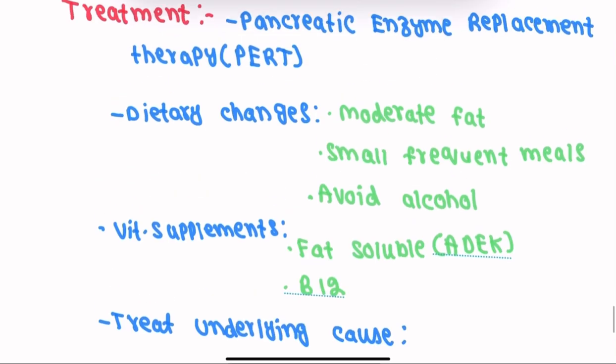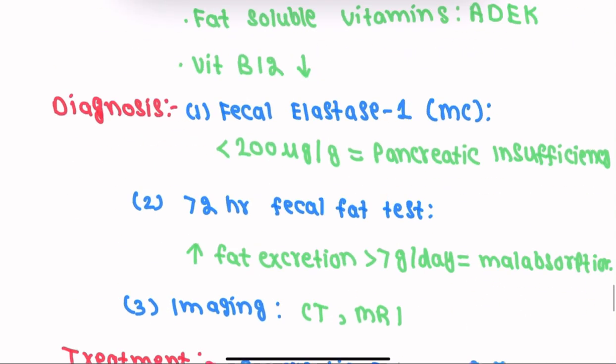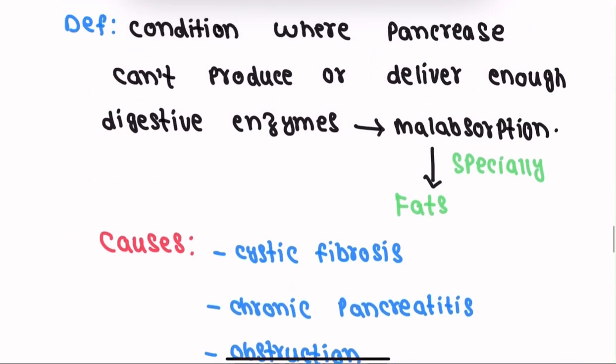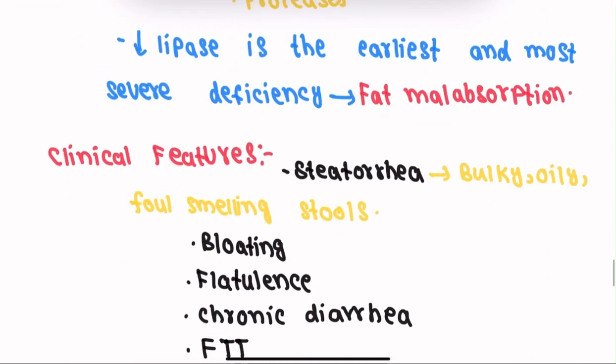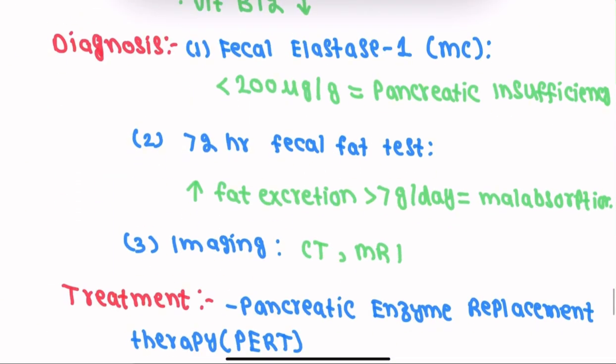And then we will treat the underlying cause. So whichever cause it is, obstruction, chronic pancreatitis, or cystic fibrosis, we will treat that. Anything that causes this pancreatic insufficiency, we will treat that cause. So this is pancreatic insufficiency.